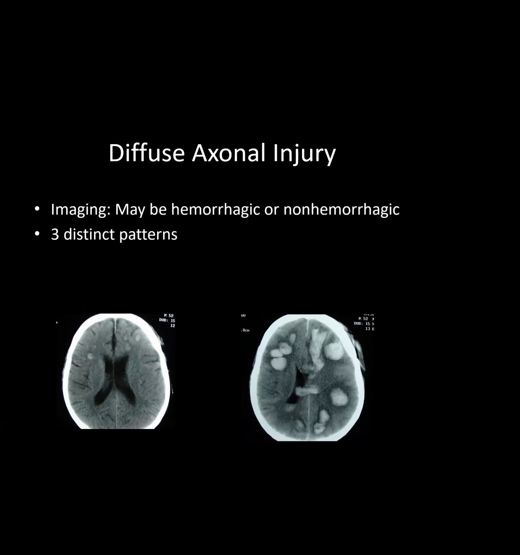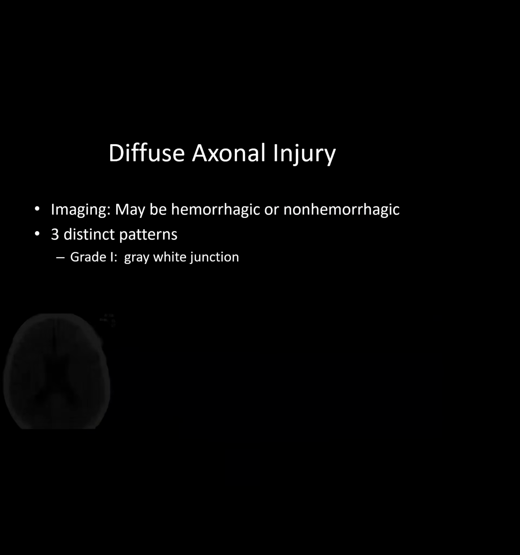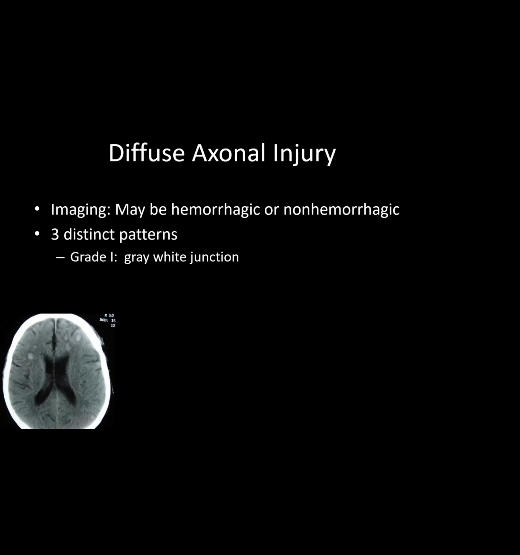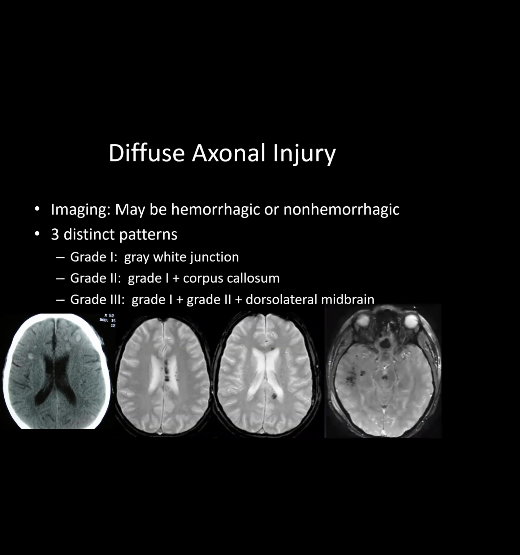I'm just going to go through this quickly. Your clues that you're dealing with this are hemorrhages in specific locations. The gray-white junction is one common place. Grade 2, which is a little bit worse, is when you have it in the corpus callosum and sometimes in the internal capsule. And lastly, if you see it in the brainstem, that's the worst kind of DAI. So if you see hemorrhage in those locations, that speaks for DAI.